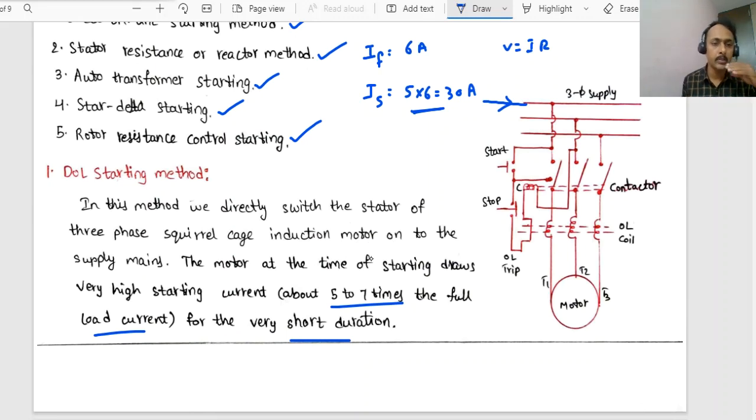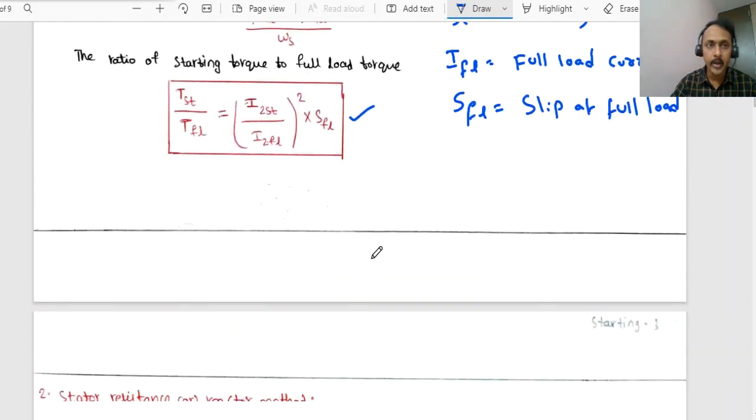5 to 7 times the full load current. That too, it all happens for a short duration of time, right? So this is the DOL starting method. So what is the next method we are having?